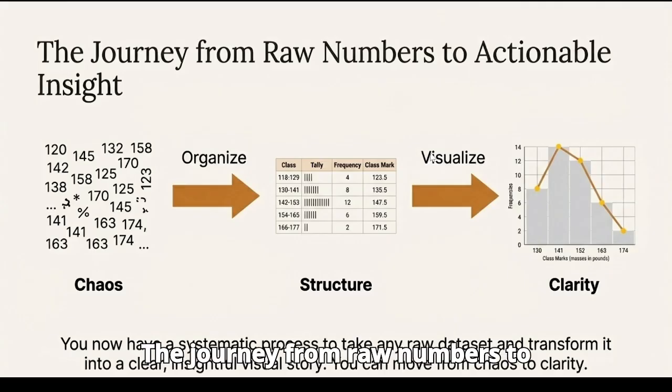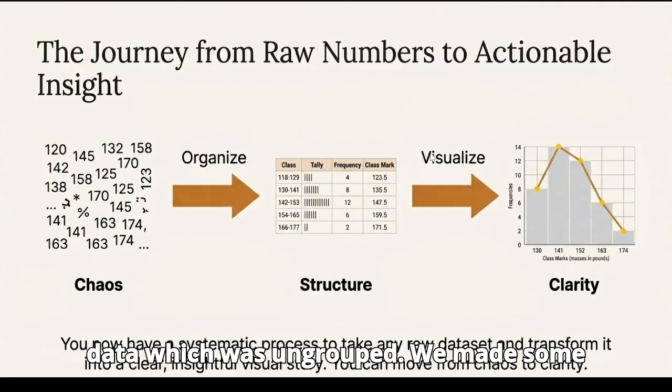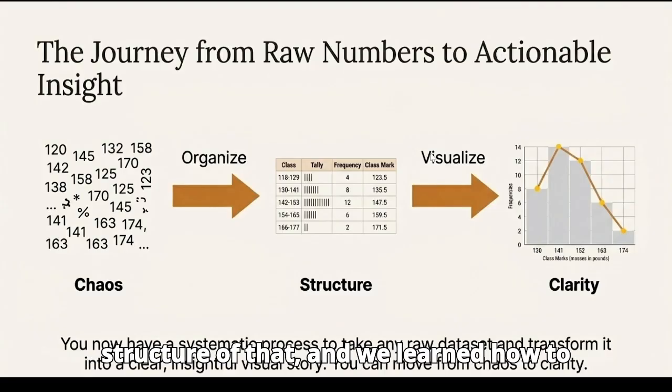The journey from raw numbers to actionable insight. We now have a systematic process to take any raw data set and transform it into a clear, insightful visual story. We had some raw data which was ungrouped. We made some structure of that and we learned how to visualize that by using histograms or frequency polygons.